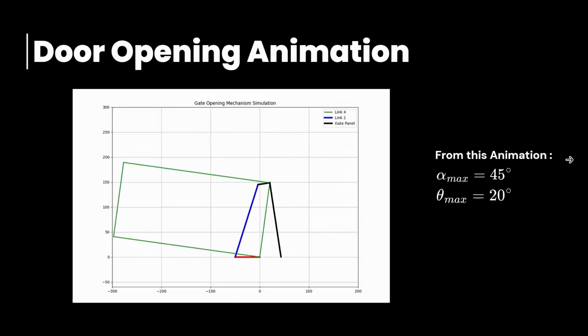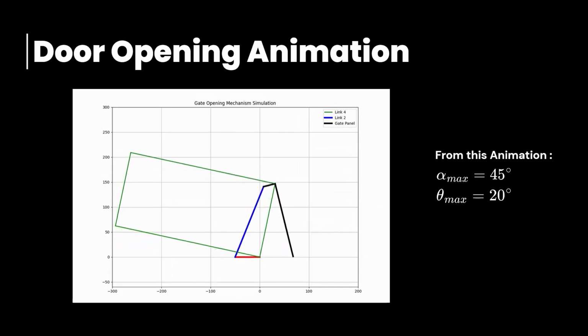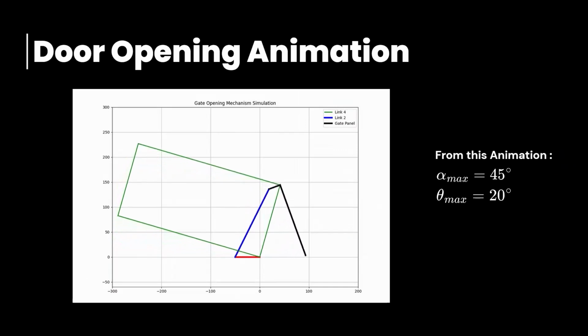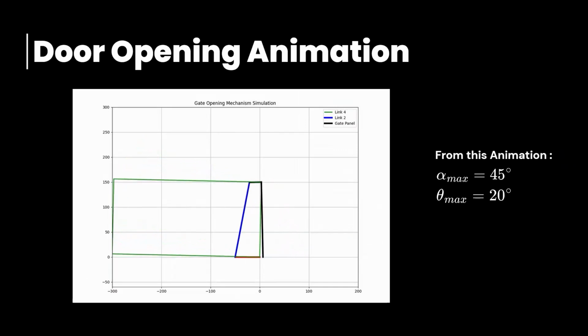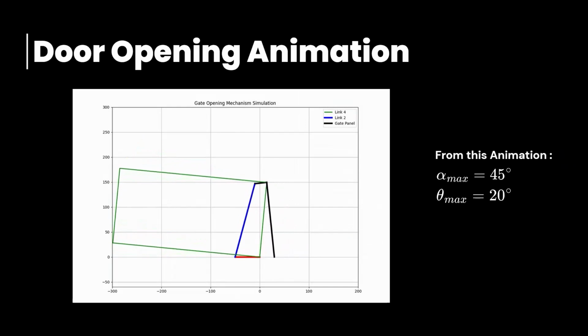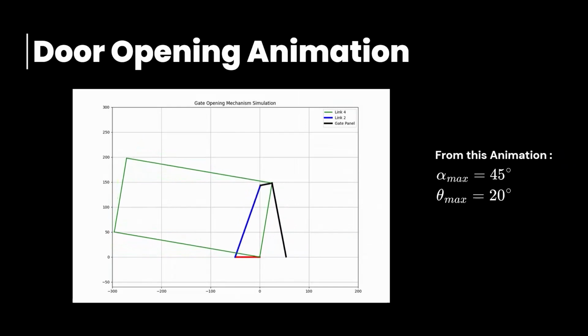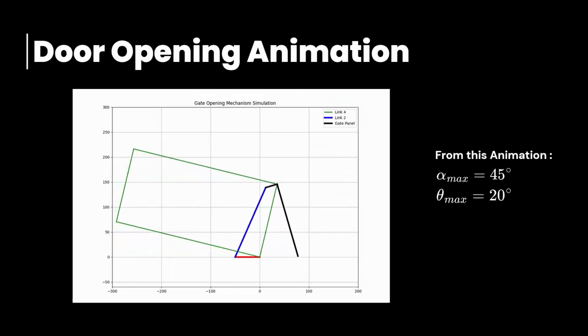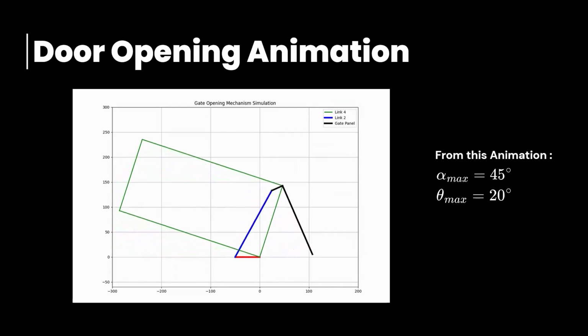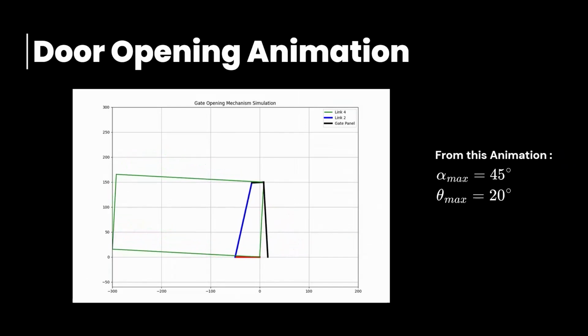The animation frames of the door opening mechanism are also shown, where link 4 is highlighted in green, link 2 is in blue, and the actual gate panel is shown in black. The maximum gate opening angle obtained is 45 degrees, corresponding to a bin angle of approximately 20 degrees.